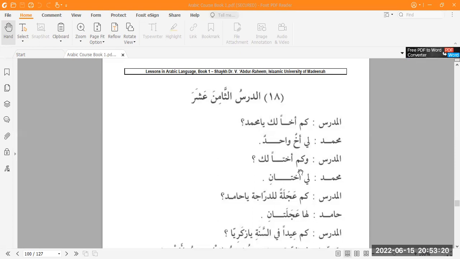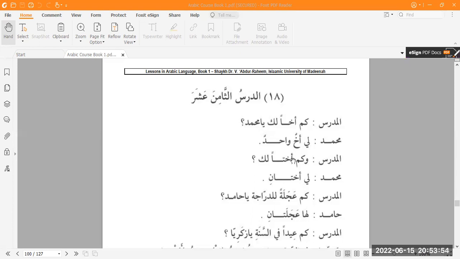And then he says, wakam ukhtan laka. Ukhtun is becoming ukhtan. Akhun becomes akhan. That's all that's changing, an alif is coming on the end. Ukhtan instead of ukhtun. Wakam ukhtan laka. Like I said, singular form. You always ask with the singular form. Wa kam ukhtan laka? And how many sisters do you have?